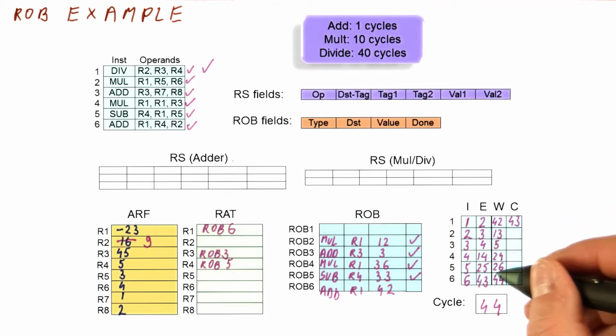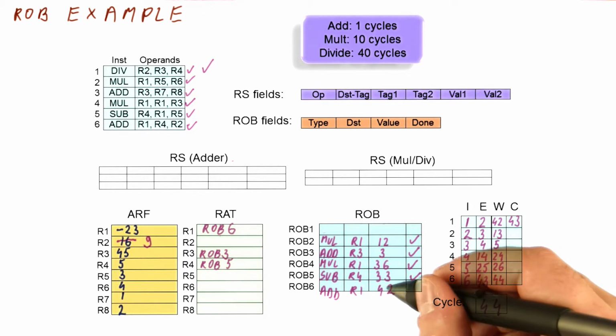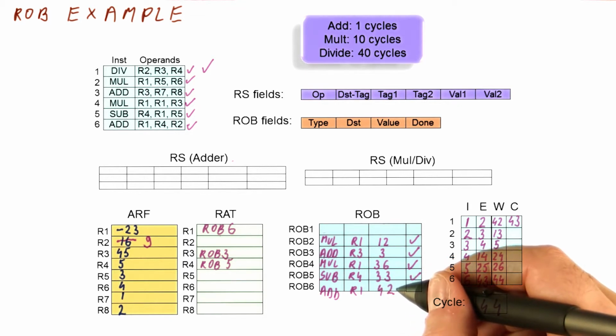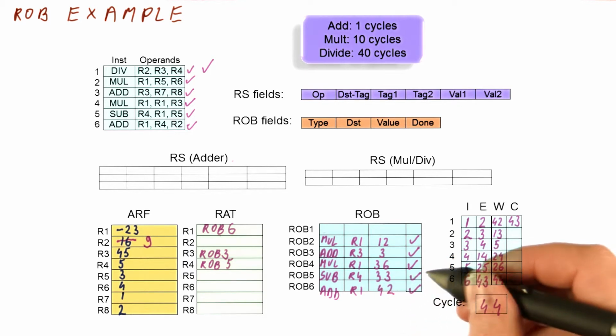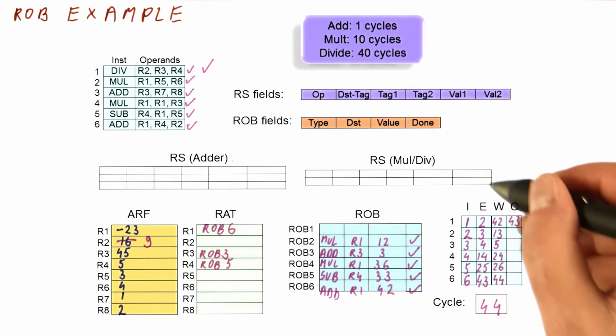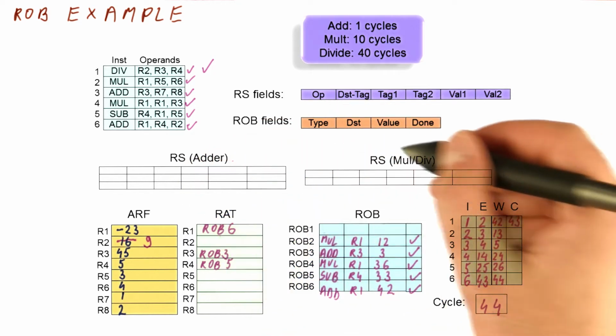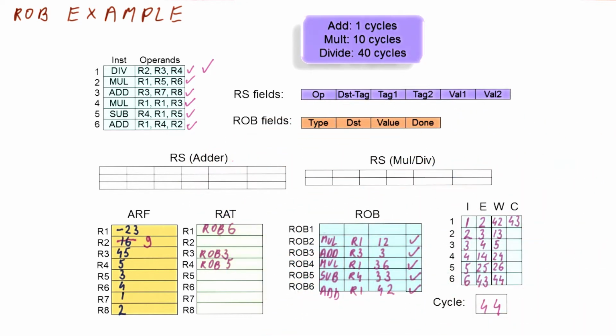In cycle 44, we will be broadcasting the sixth instruction's result. So this value of 42 gets deposited in rob6. We mark that as done. We also broadcast the value of 42 under the name rob6, but nobody's waiting for anything. So that kind of ends the broadcasting of that value.